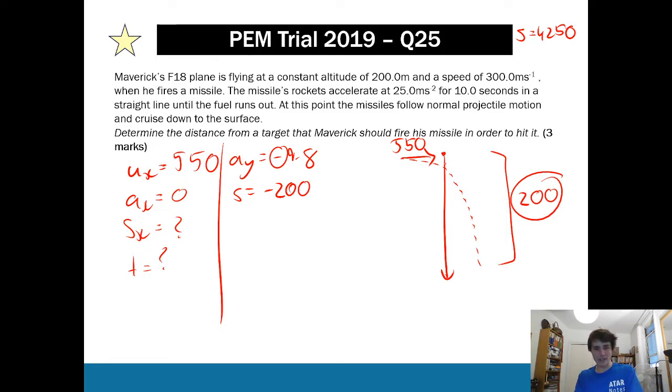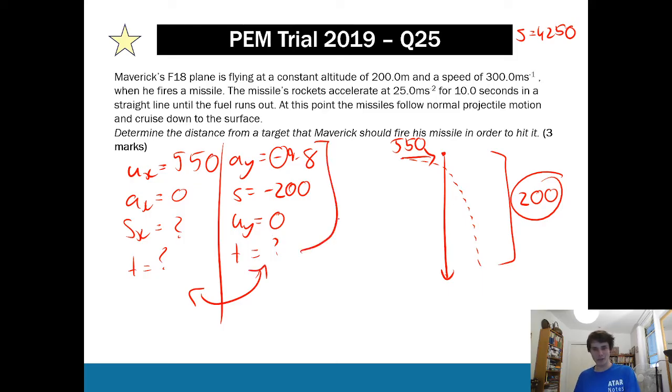Aside from that, we know that initially the missile is moving horizontally, so our initial velocity in the y direction is equal to zero, right? We're told that in the question, and we can assume that it doesn't really change direction. And then finally, our time is an unknown. That's what we're interested in, and because that's the glue that holds the two parts together, that's probably what we're interested in.